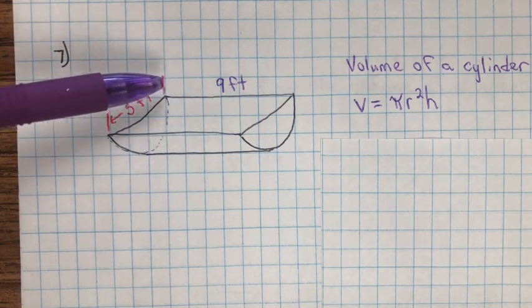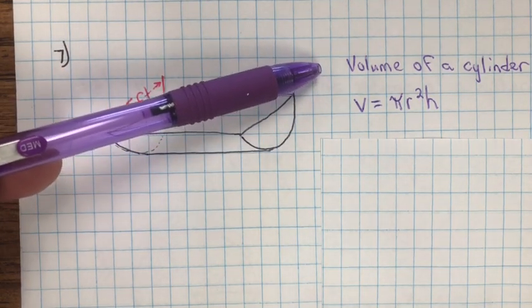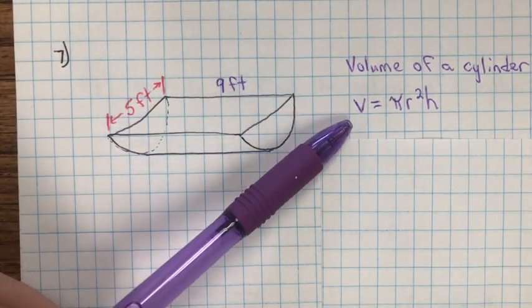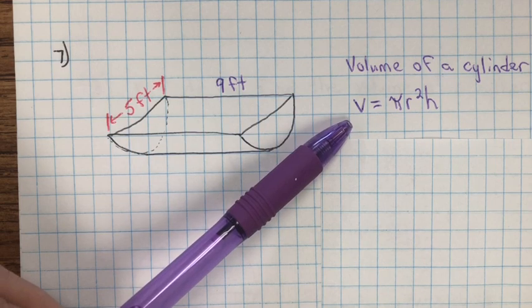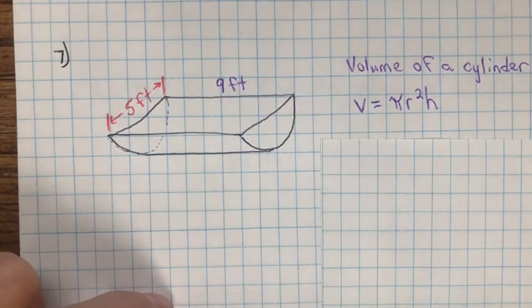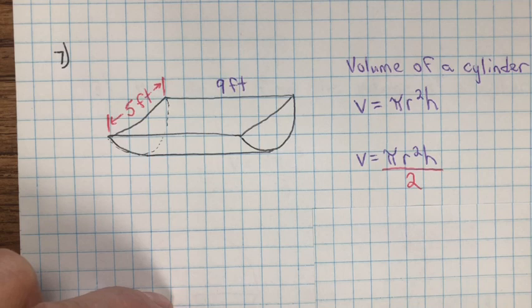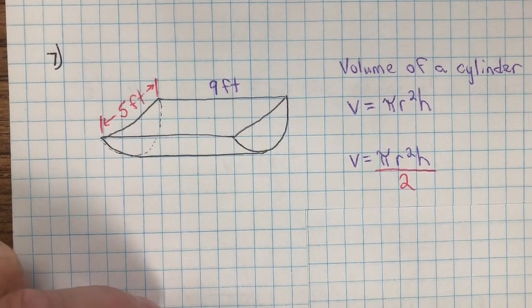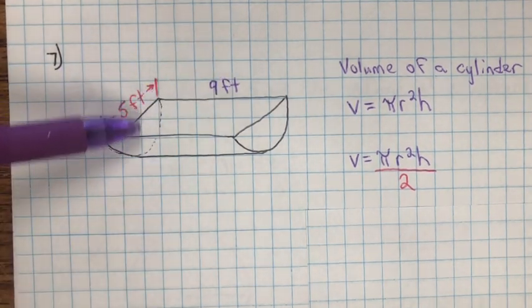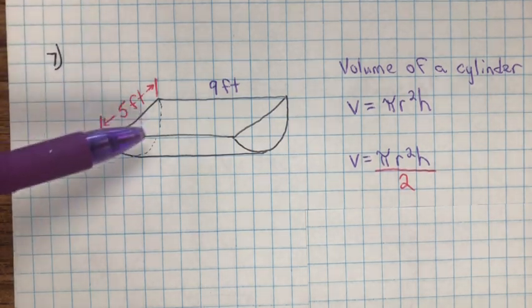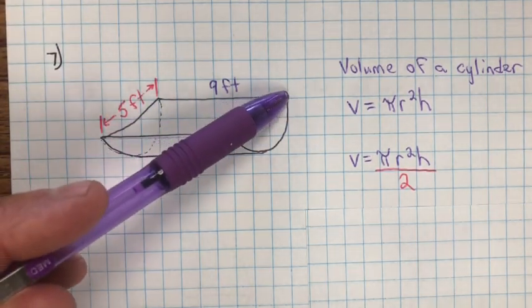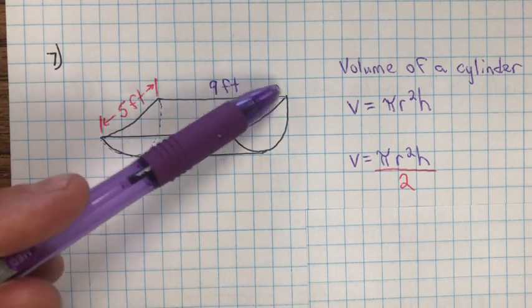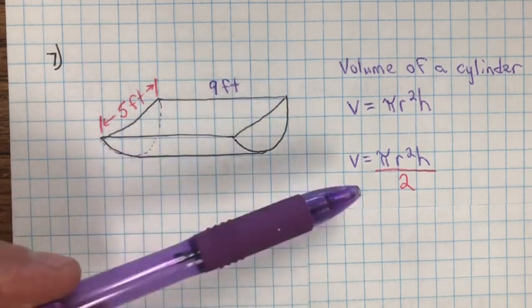And this figure is half of a cylinder. So I'm going to use the formula for the volume of a cylinder, and then what I'll do is divide it by 2. It's similar to finding the volume of a hemisphere. You find the volume of a sphere, then divide it by 2. Well, a cylinder is the same thing. This is half of a cylinder.